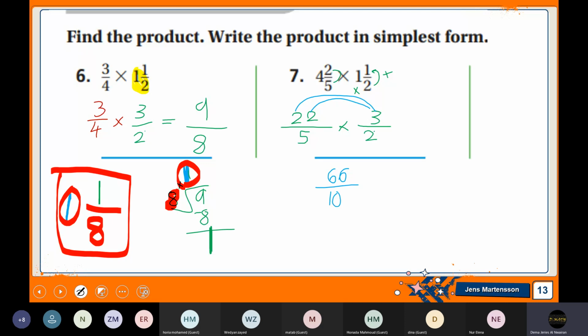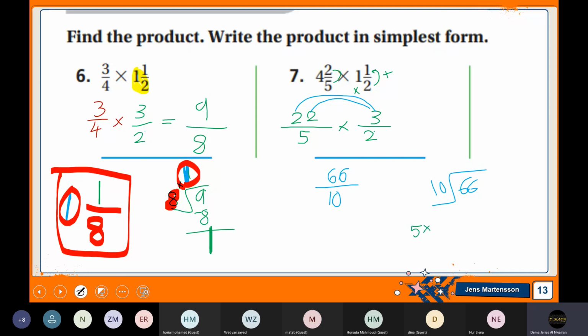Then 66 over 10. How will you rewrite it as a mixed number? As Nuralina did, what will you do? Divide. Good job. 66 over 10. Is it 6? Yes. Let's see. I will let you know how I will get the 6.